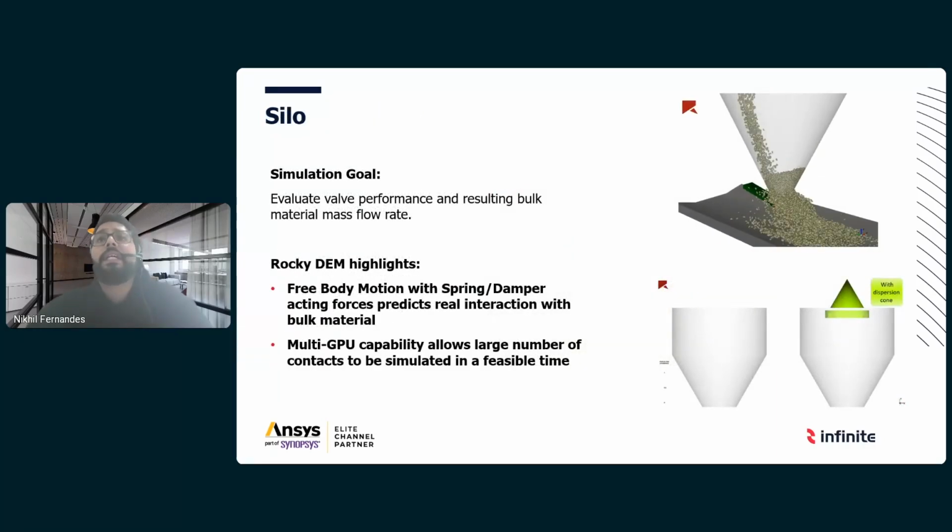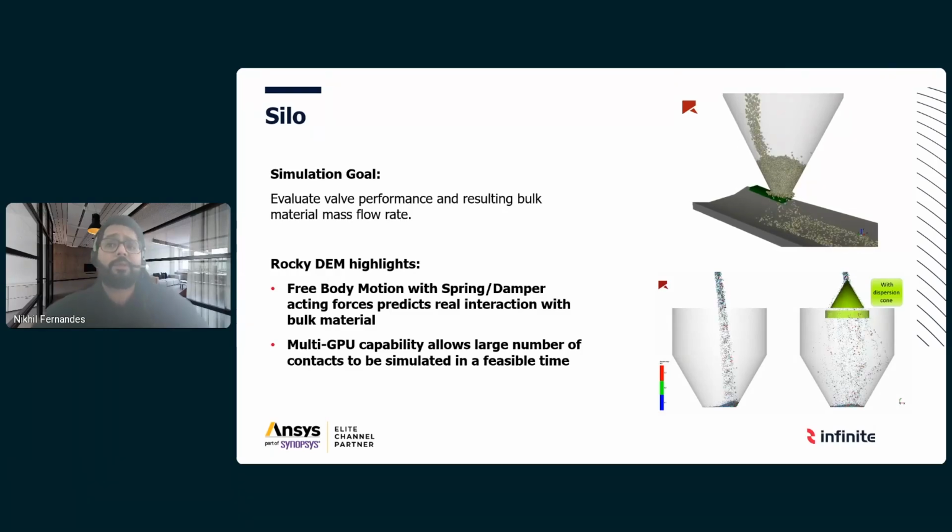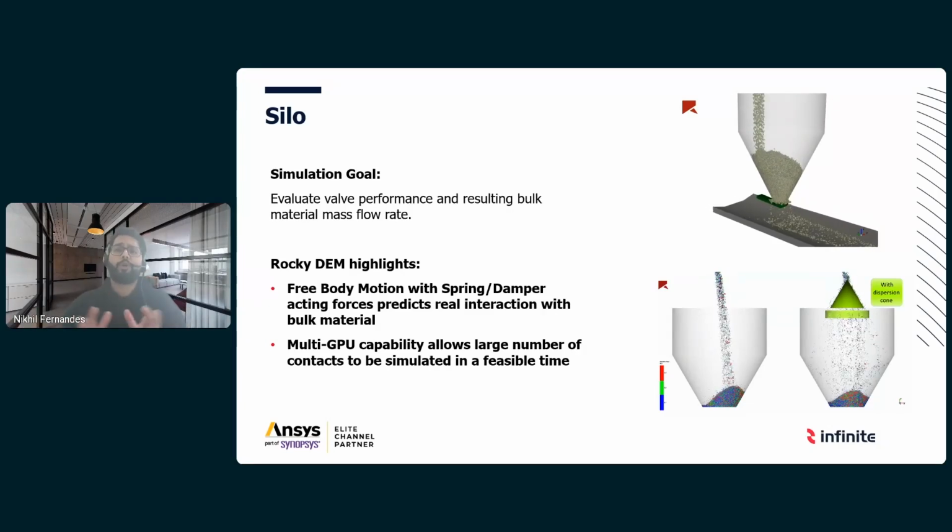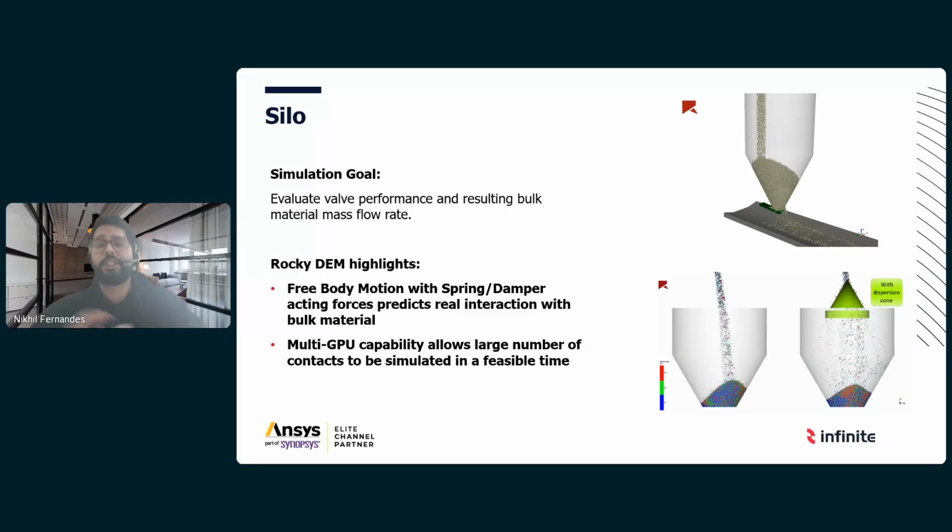Another example is the silo, where using the dispersion cone, which we can see on the bottom right, we can get a more uniform segregation of the particles, or a uniform mixture of the particles at the bottom part of the hopper.